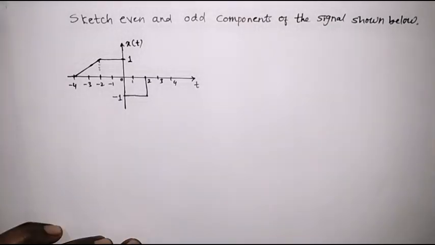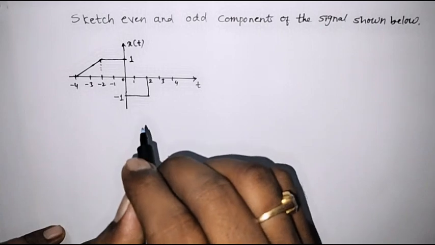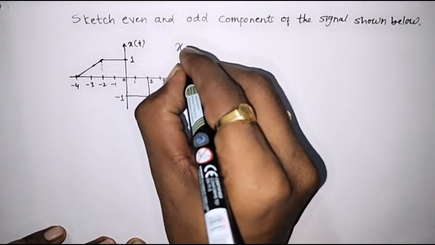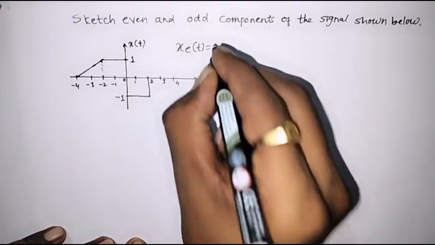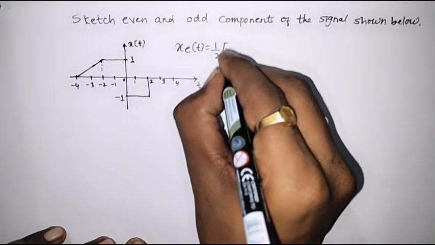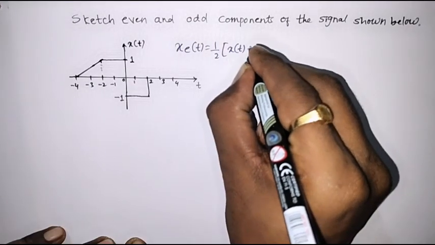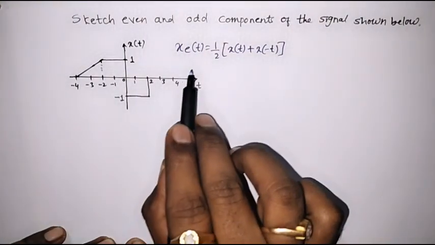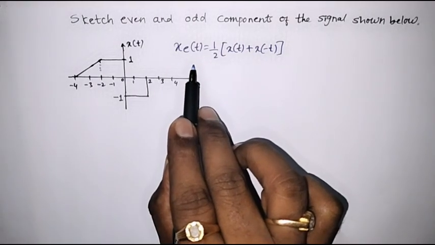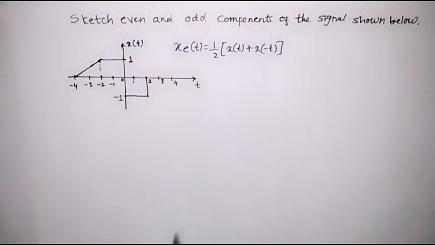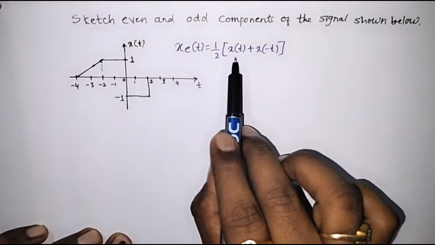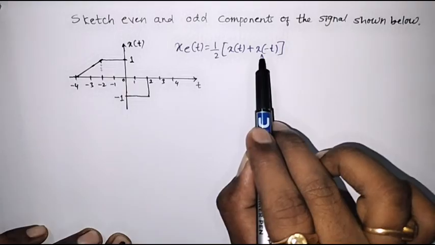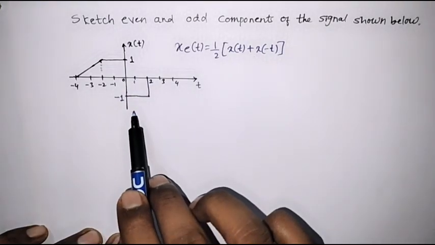First, let's find the even component of this waveform. We know that the even component is represented by xe of t is equal to half of x of t plus x of minus t. This is the expression of the even component of the signal. In this formula we have x of t, which is the given signal, and x of minus t. We are supposed to draw x of minus t.